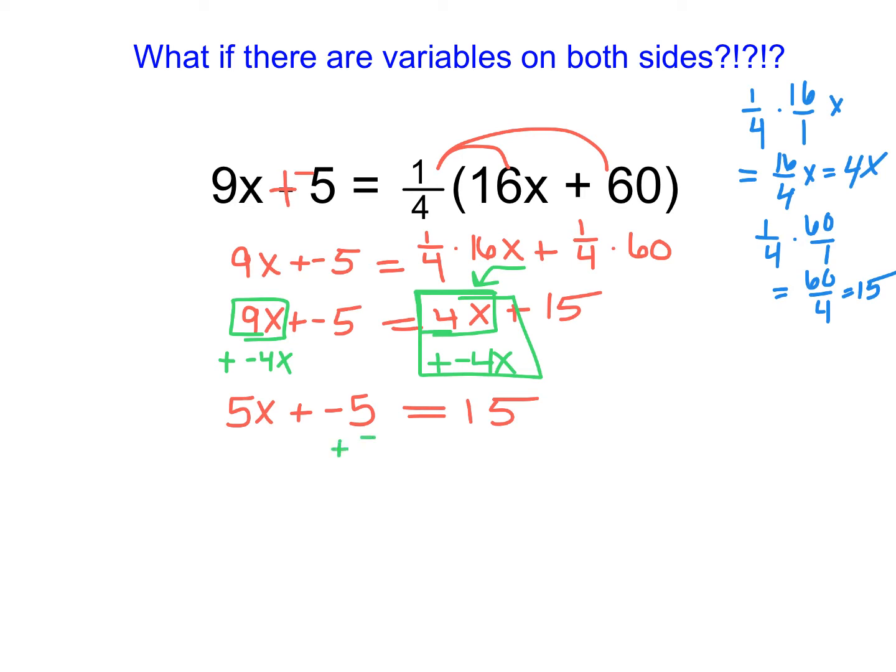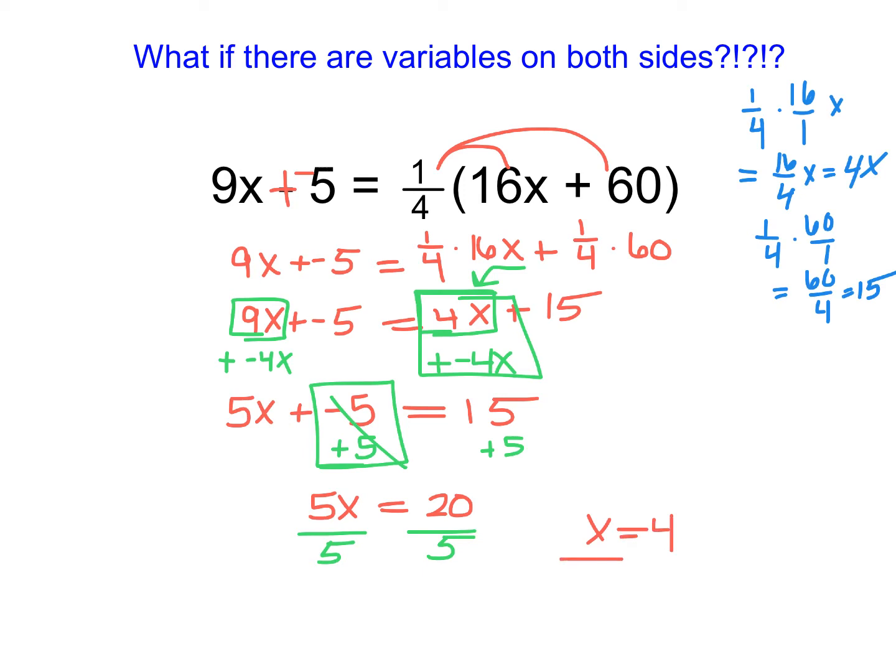So here I'm going to add 5 to each side so that this -5 plus 5 becomes 0. And I'm simply left with 5x on the left is equal to 20 on the right. And then my final step is I need to undo the multiplication of 5 by dividing both sides by 5. So I find that x is equal to 4.